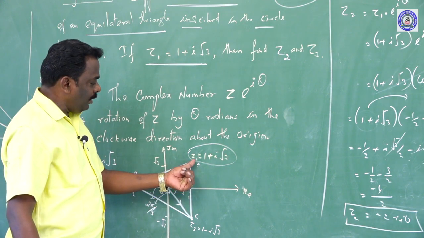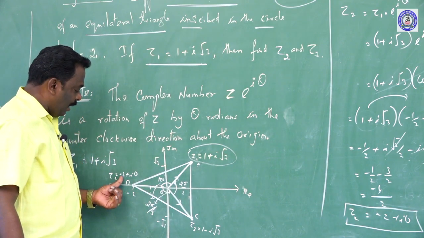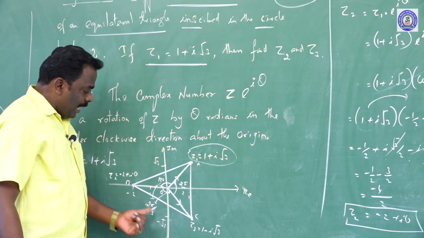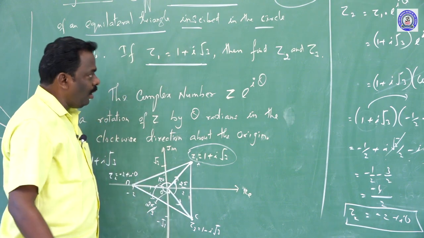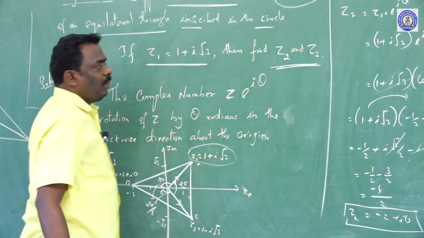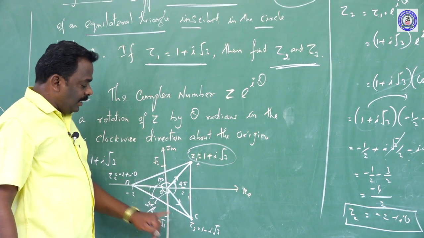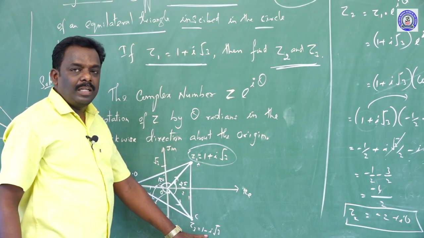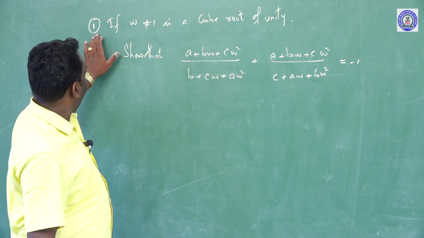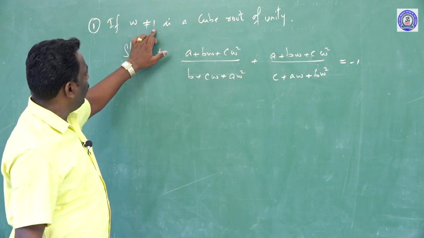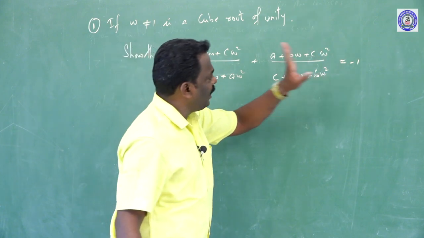Therefore, the given complex numbers are Z1 equal to 1 plus I into root 3, Z2 equal to minus 2, in complex form minus 2 plus I into 0, and the third vertex Z3 equal to 1 minus I root 3. Now we want to find Z1, Z2 and Z3. Now the exercise problem 2.8, question number one: if omega is not equal to 1 is a cube root of unity, then show that the expression is equal to minus 1.